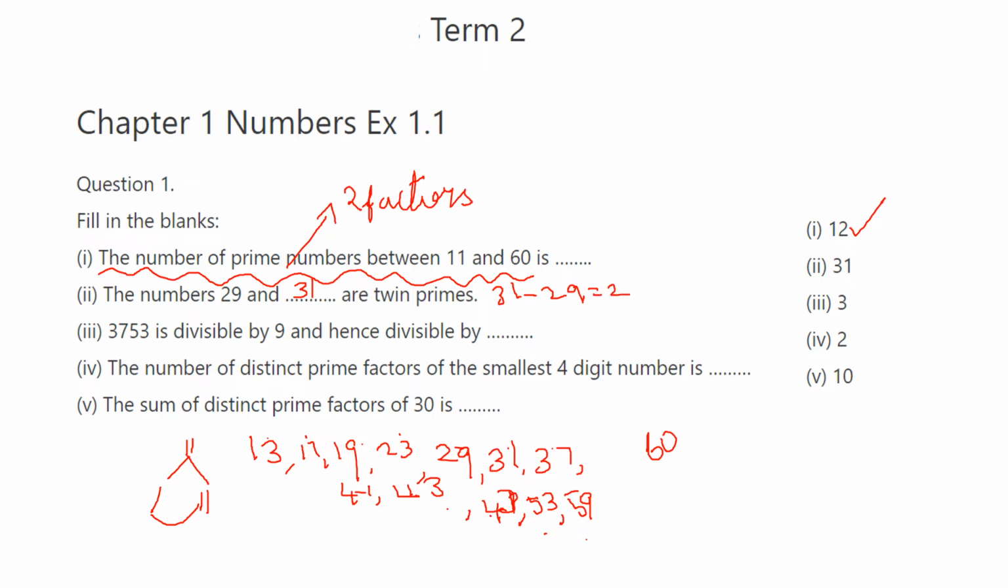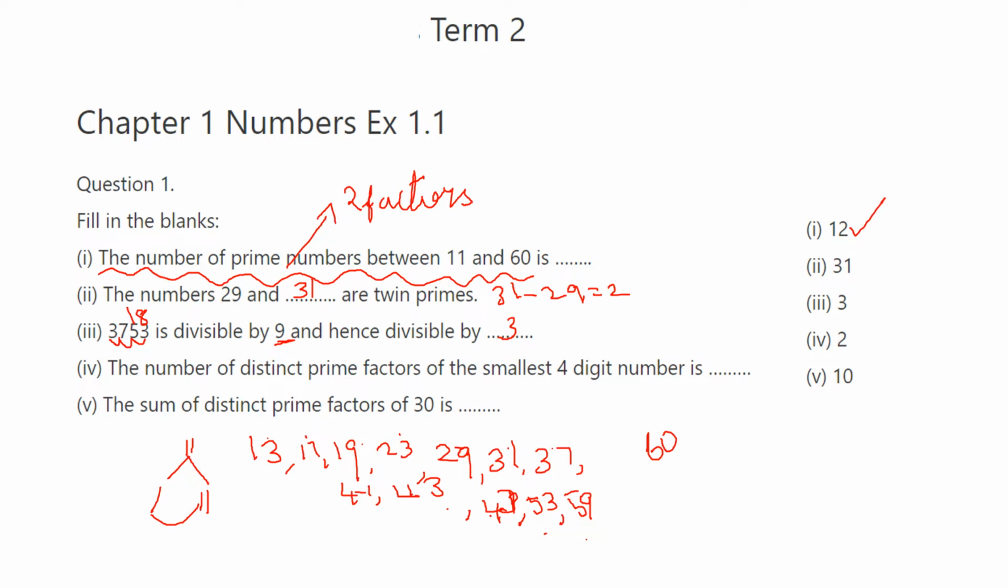3753 is divisible by 9 and hence it is divisible by 3. So if it is divisible by 9, it should be divisible by 3. You check this number: 3 plus 7 is 10, 10 plus 5 is 15, 15 plus 3 is 18. 18 is divisible by 9 and also it's divisible by 3.